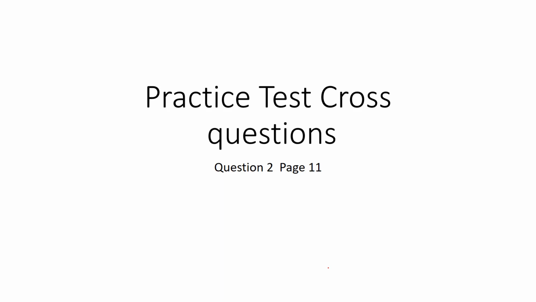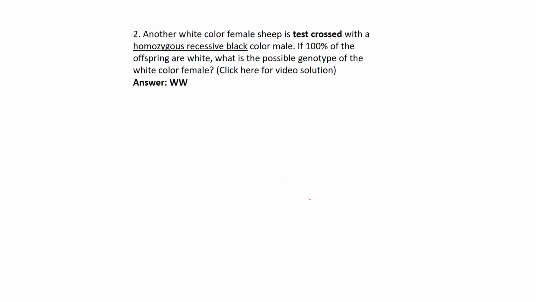Okay, practice test cross question 2, page 11. So these are test cross, very similar to the previous questions we just did, where we were looking at an unknown parent, where we don't know the genotype of a parent. We can't do a Punnett square. So these are also known as test crosses. And I'll show you the distinction between those two. So let's go through this.